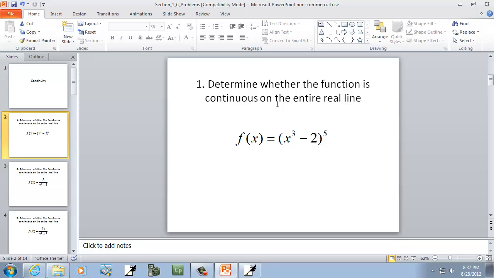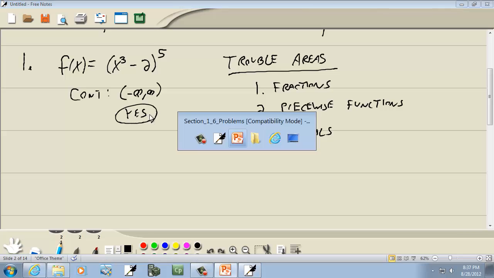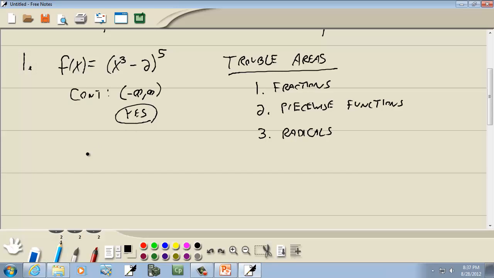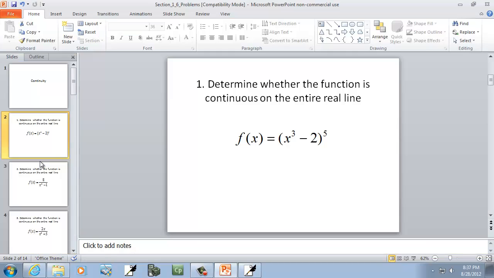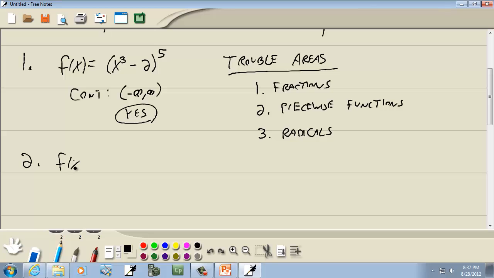So for this one, where it says determine whether the function is continuous on the entire real line, if we don't have fractions, we don't have piecewise functions, and we don't have radicals, our three major trouble areas, then it's continuous everywhere, from negative infinity to positive infinity. So the question here is asking, determine whether the function is continuous on the entire real line. It is. It's continuous everywhere. Okay, let's look at a fraction now. So we have f of x equal to 8 over x squared minus 1.